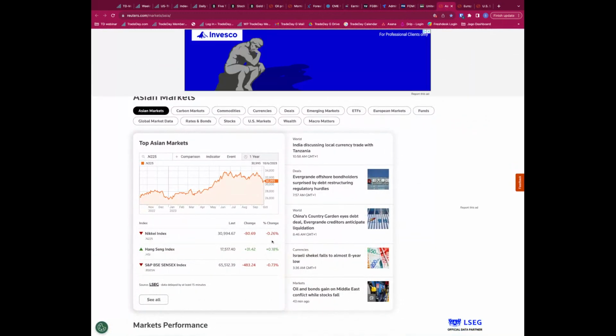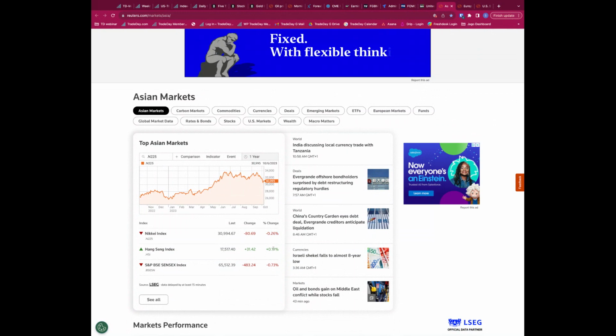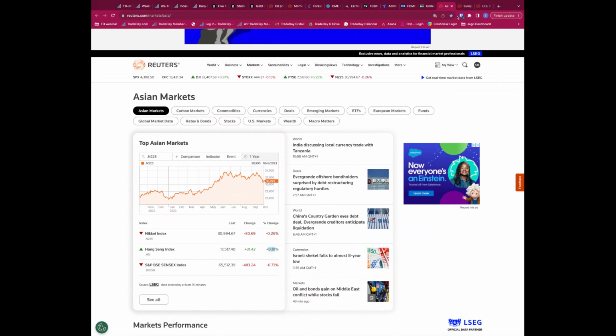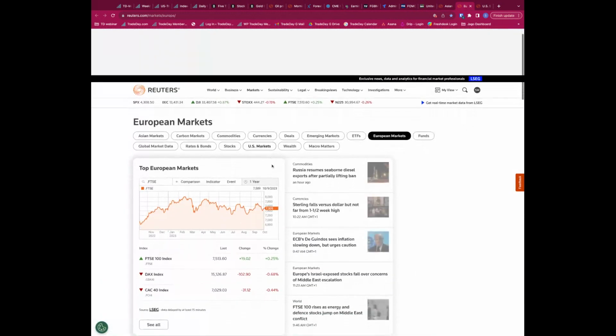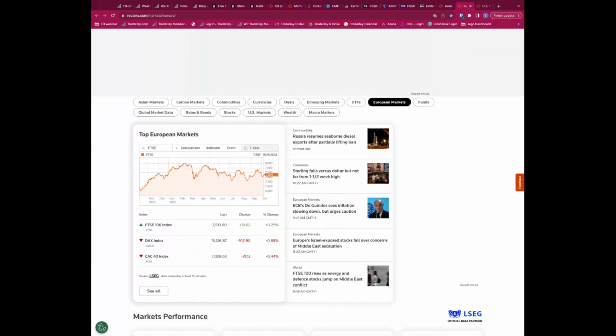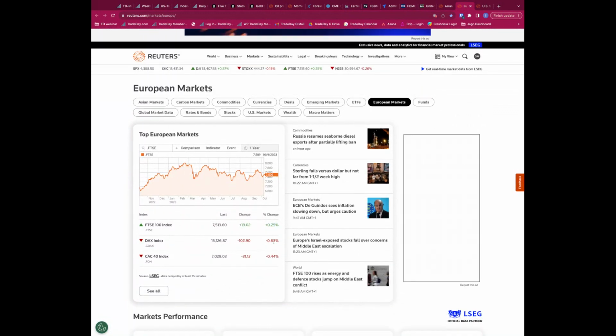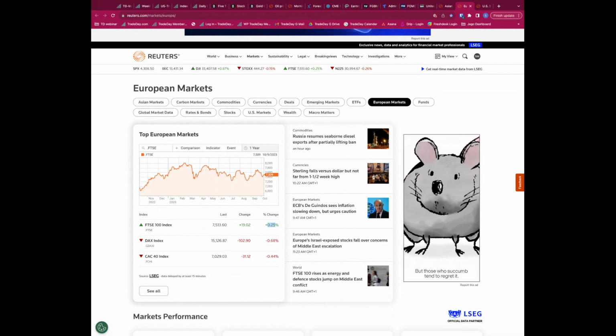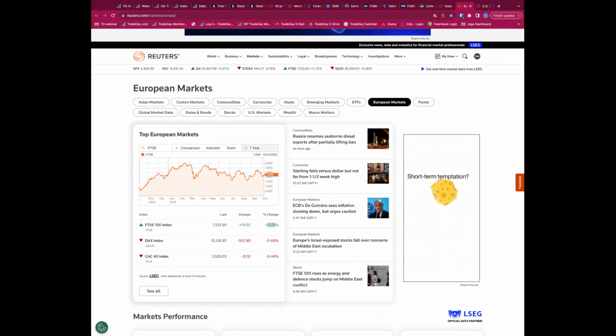So not much change from Asian markets overnight. Nikkei was slightly down, the Hang Seng slightly up. Not a massive reaction really given the conflict in the Middle East. FTSE is actually slightly up this morning, maybe bolstered by the fact that there are a lot of oil stocks, a lot of oil producers and energy providers in the FTSE. So obviously they do better. We're seeing FTSE up, but the German DAX and the French CAC are lower by around 0.5% this morning.